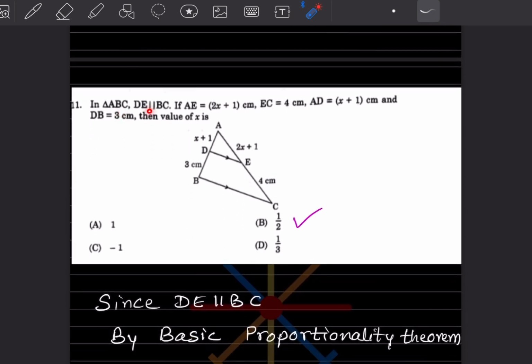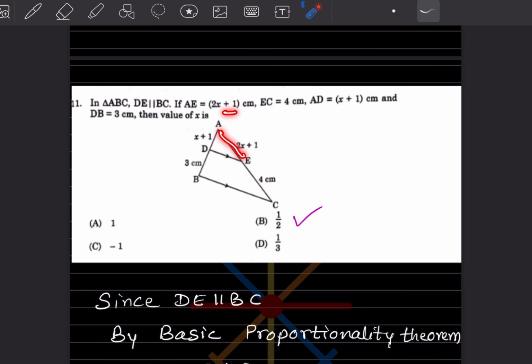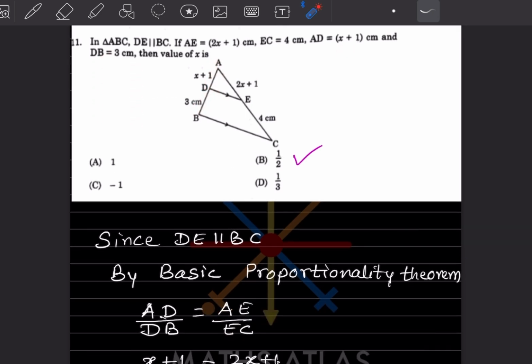In triangle ABC, DE is given parallel to BC. And if AE is 2x plus 1, EC is given as 4, AD is x plus 1, and DB is given as 3 centimeter, then the value of x is. Now since DE is given parallel to BC, by basic proportionality theorem, AD by DB is equal to AE by EC. So all the values are given, AD value is given, and over here DB is given.